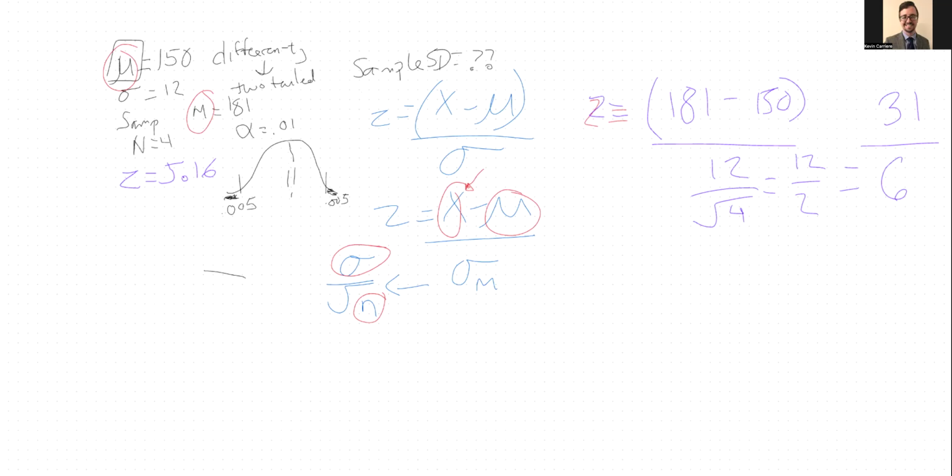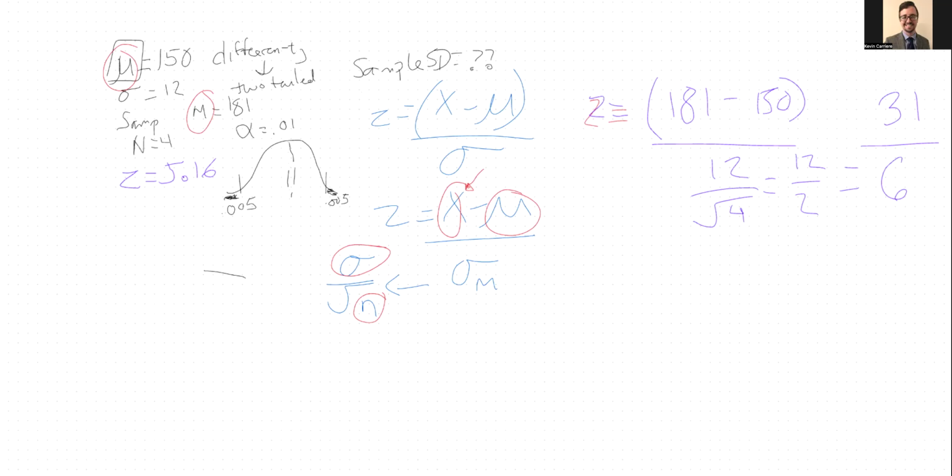So when we do this formula, the first thing we're doing is trying to understand our z-score. 5.16 standard deviations away from the mean is where the score of 181 falls. That is not our cutoff score, and this is where there's some confusion. You have to find two different z values.